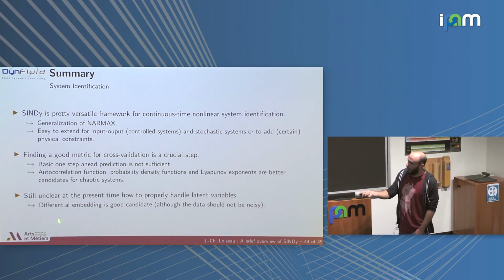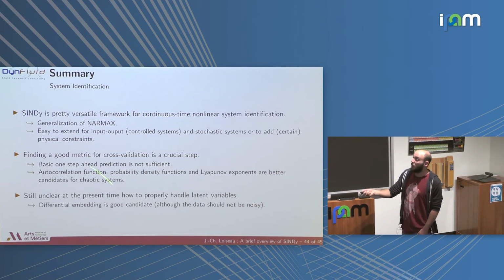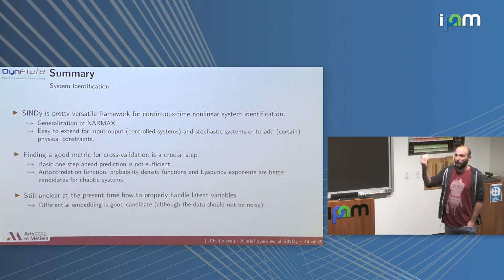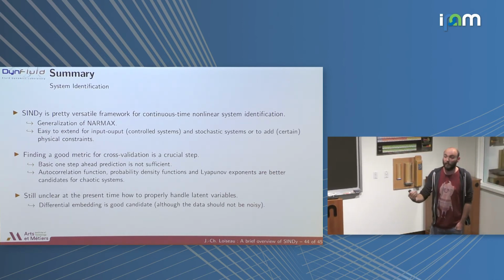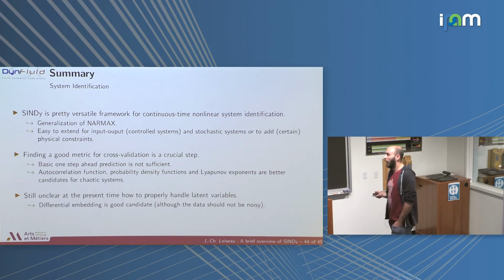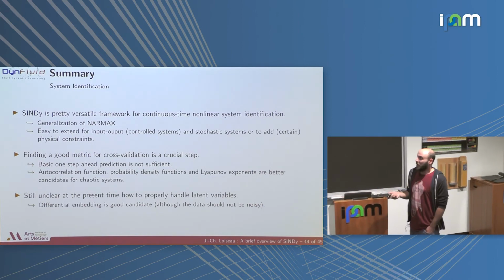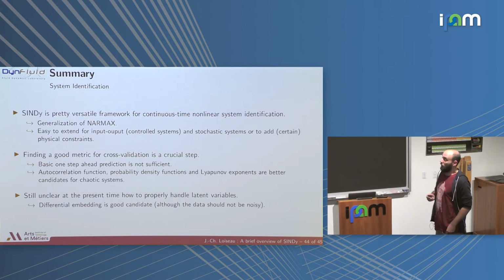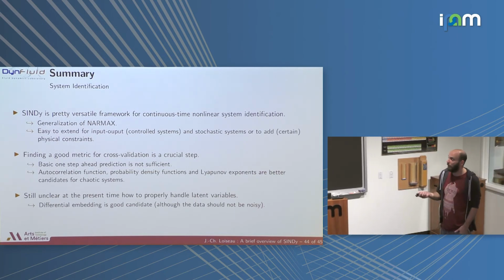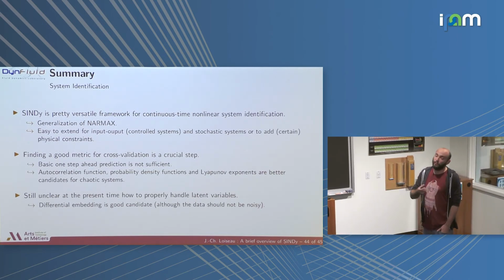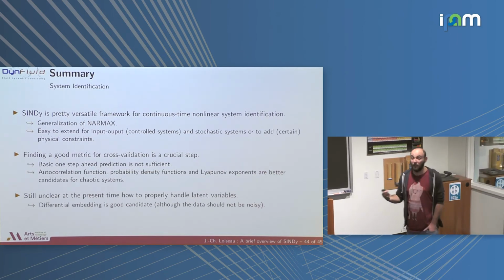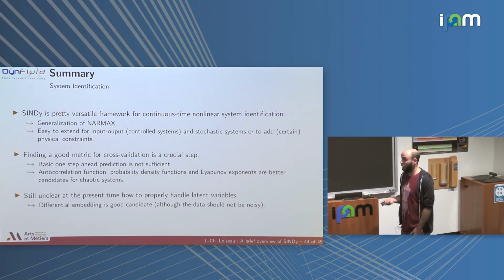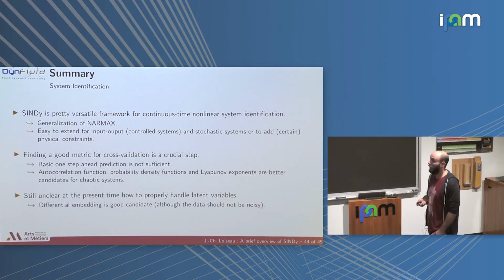But there's a generalization which is called differential embedding. So you basically take the function and its derivative and second derivative and third derivative, which is a good candidate because it has the same property as Takens' theorem. Although the data should not be too noisy, right? Because you're going to take a derivative of a discretely sampled continuous function.